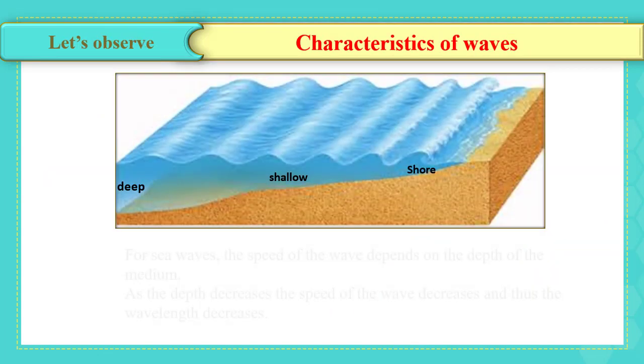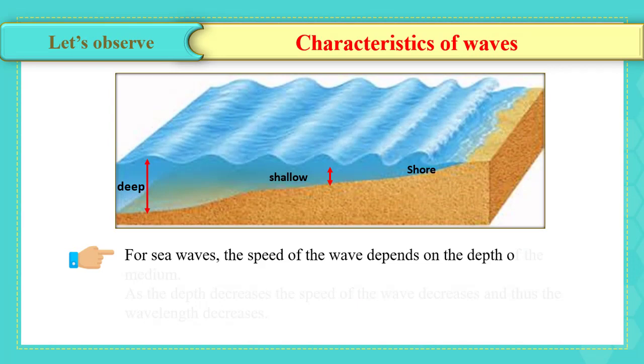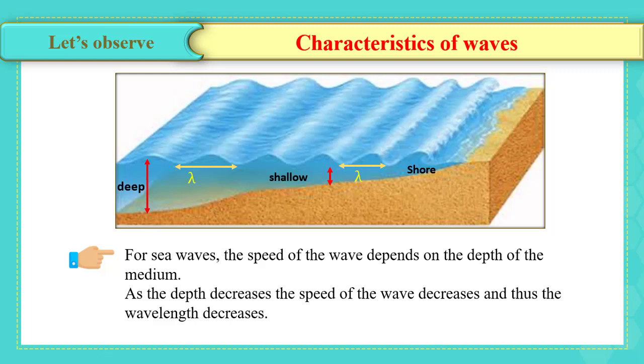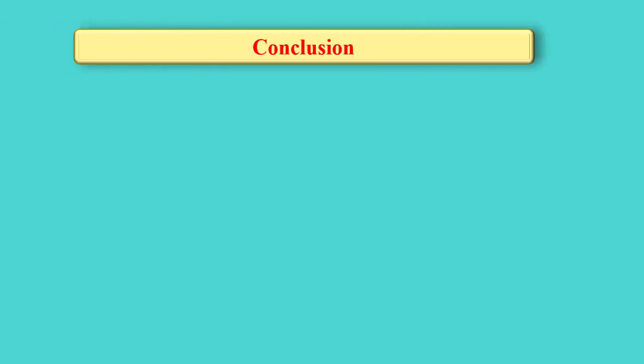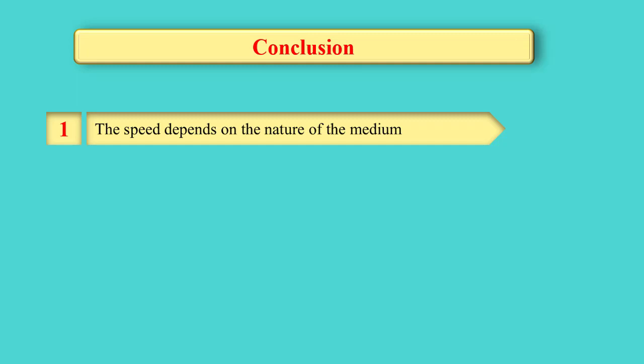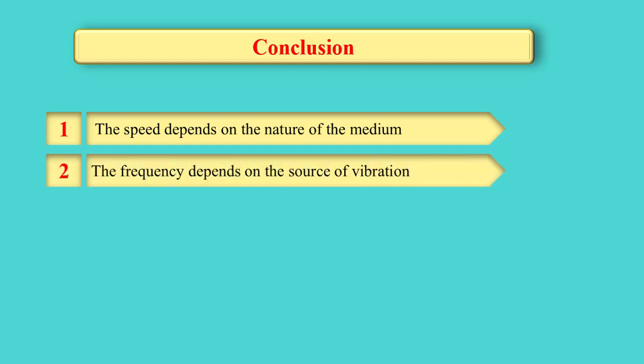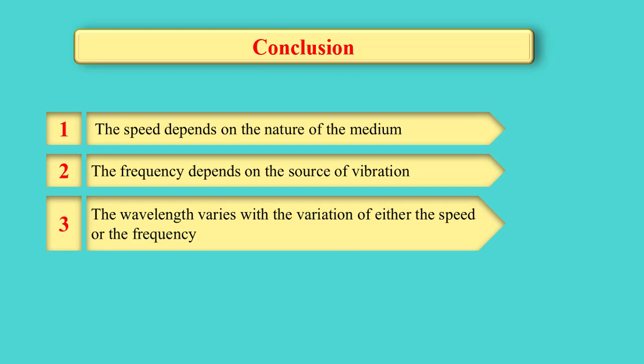Let's observe the following figure. For sea waves, the speed of the wave depends on the depth of the medium. As the depth decreases, the speed of the wave decreases, and thus the wavelength decreases. All these can be summarized in the following conclusion. The speed depends on the nature of the medium, the frequency depends on the source of vibration, and the wavelength varies with the variation of either the speed or the frequency.